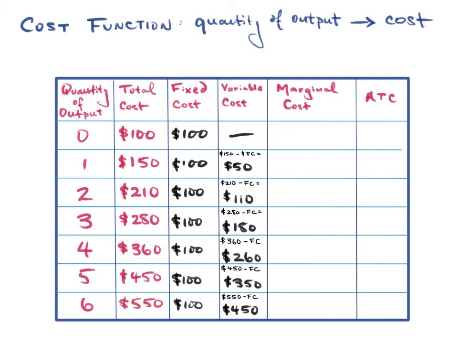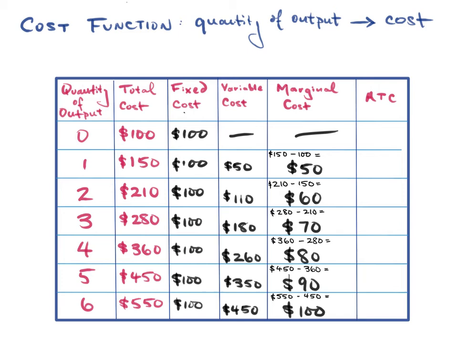That implies that when it produces 1 unit of output, the $150 cost, 100 of that is the fixed cost, the remaining 50 is the variable cost. When producing 2 widgets, total cost is $210. We know that the firm has a $100 fixed cost, and so then the remaining $110 are the variable cost.